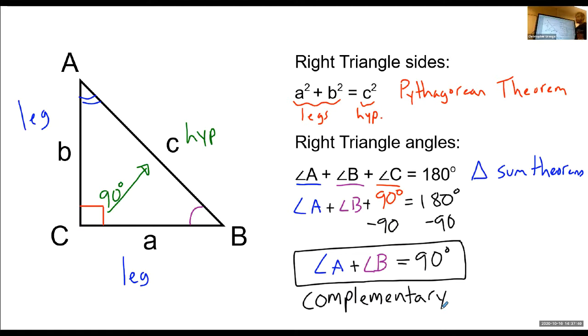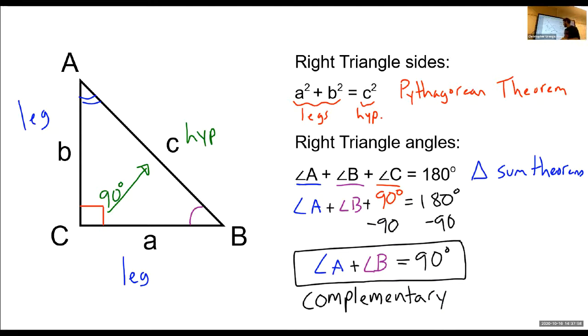So in conclusion, and this is the first part of the lesson for today, the two acute angles in a right triangle will always be complementary. This only applies to right triangles because we have that 90-degree angle already taking one of the three angles.